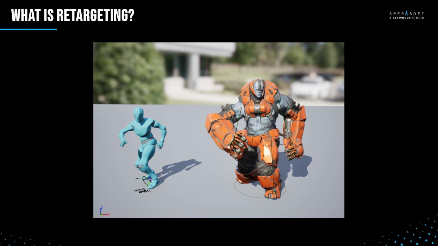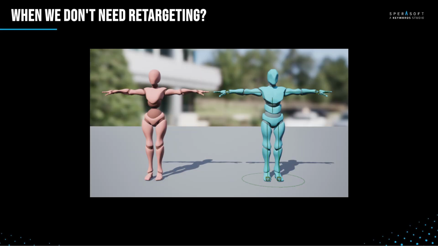So we are talking about retargeting today, and retargeting in Unreal Engine. What is retargeting? It's when we have animation on one character and we want to retarget it on another character. And we can do it in Unreal, we can do it in Maya, we can do it in MotionBuilder, in other 3D software. We are talking only about Unreal Engine today.